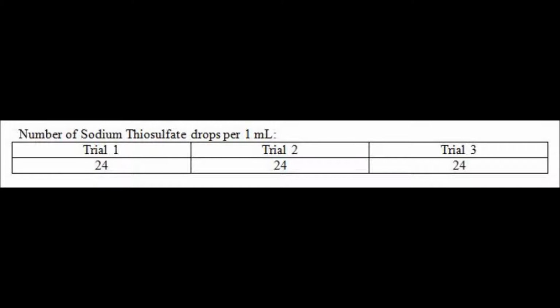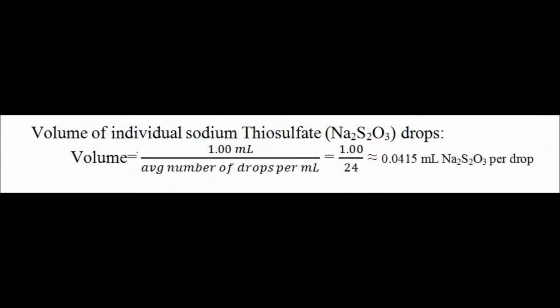To find the volume in 1 drop, divide 1 milliliter solution by the average number of drops that was in 1 milliliter, which was 24. 1 milliliter divided by 24 drops is approximately 0.0415 milliliter per drop.